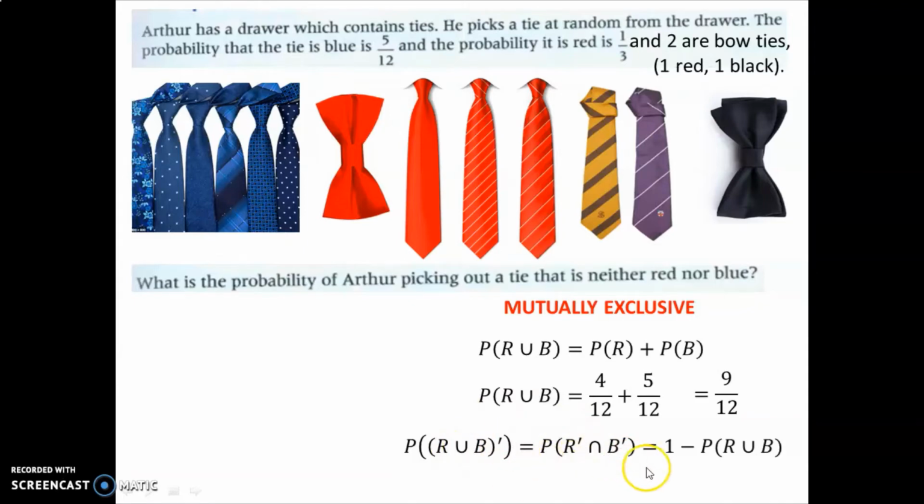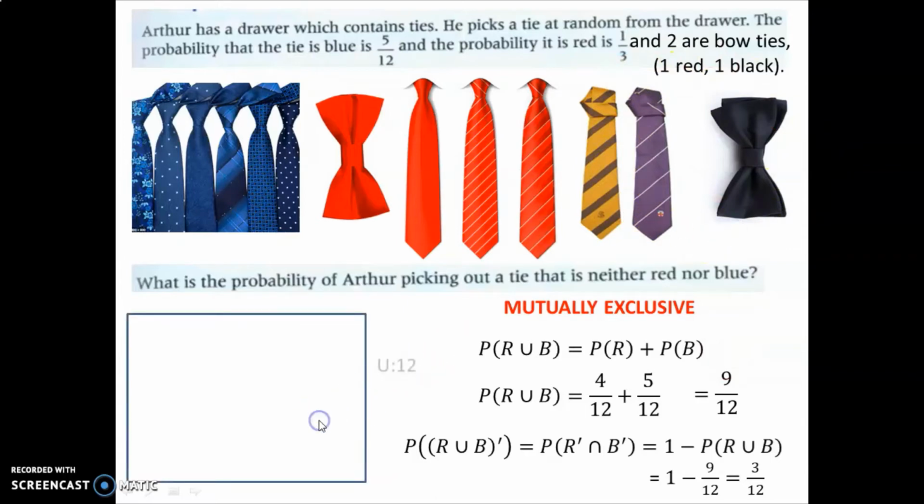But the main thing is that is also 1 minus probability of red or blue, because all the possibilities minus the red or blue ones, we're left with the ones that are not red or blue. So again, 1 minus the 9 12ths, which are the red or blue ones, gives us 3 12ths, the remaining ones that are not red, not blue. And that makes sense. It is these 3 right here.